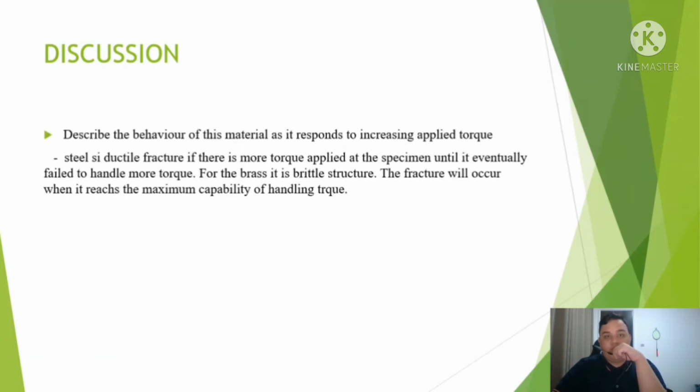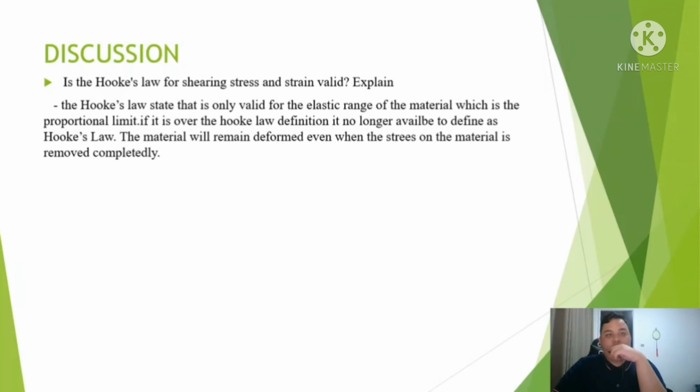Describe the behavior of this material as it responds to increasing applied torque. Steel is a ductile fracture if more torque is applied to the specimen until it eventually fails to handle more torque. For the brass, it is a brittle structure. The fracture will occur when it reaches the maximum capability of handling torque.